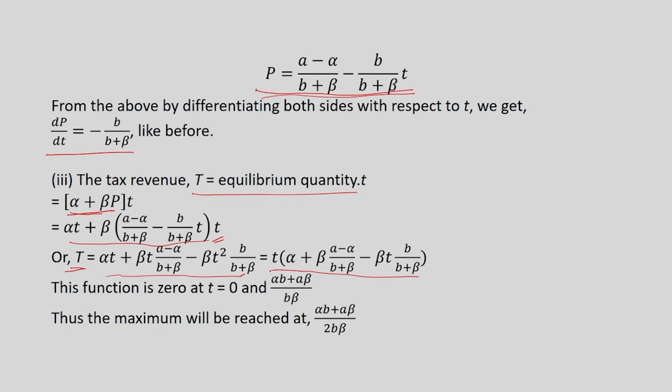Now, the interesting thing to note is that this is a function of small t. Capital T is a function of small t, but its form is t multiplied by another function of small t, something which is itself a function of small t. So, it is a quadratic function. Now, if you look at this function, it attains the value of 0 at 2 points, at t equal to 0 and at t equal to this expression. So, it is like this.